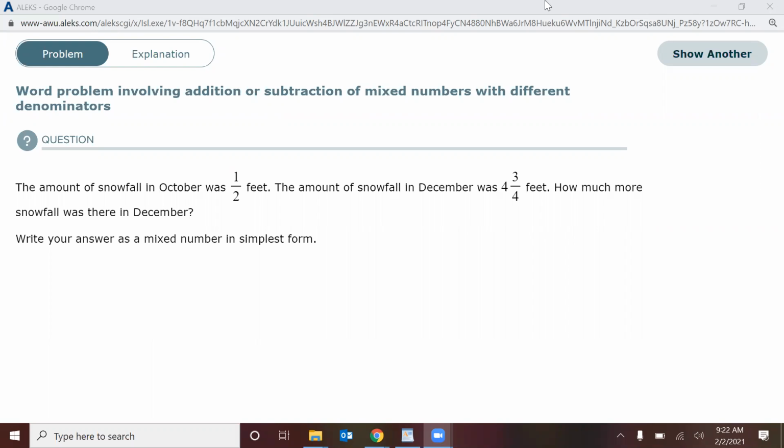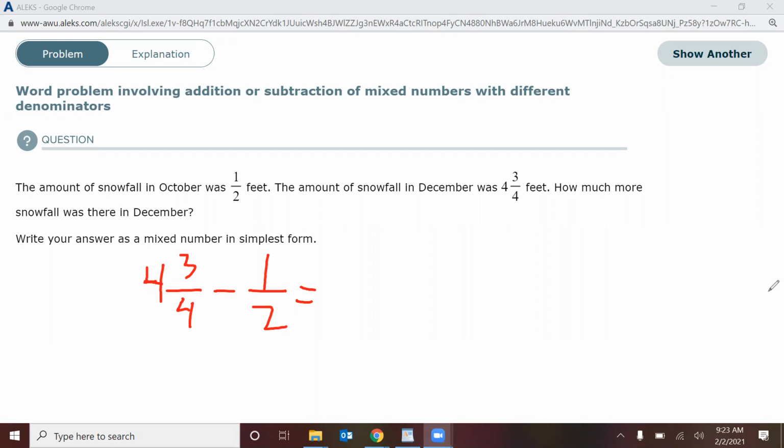Anyway, so here is how it goes. We want to know how much more there was in December than in October. Therefore, we will need to take the December amount and subtract from it the October amount. Now, I recognize that you can most likely do this one in your head, even though we don't have common denominators already. However, it would be good to practice.